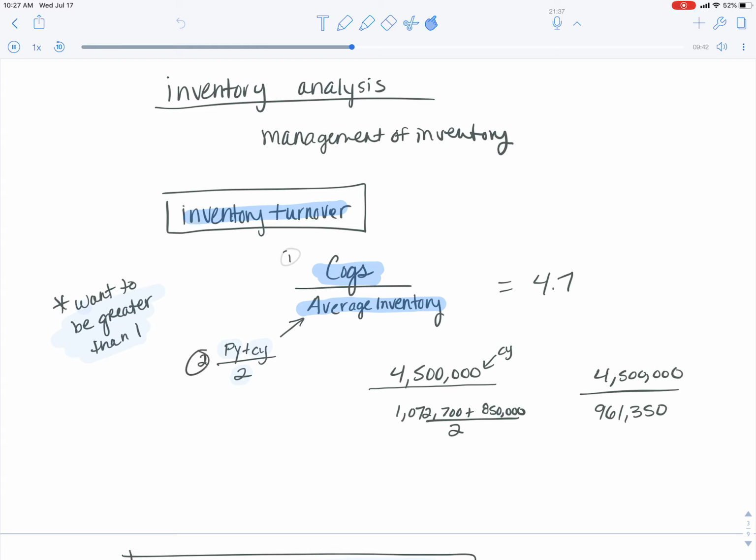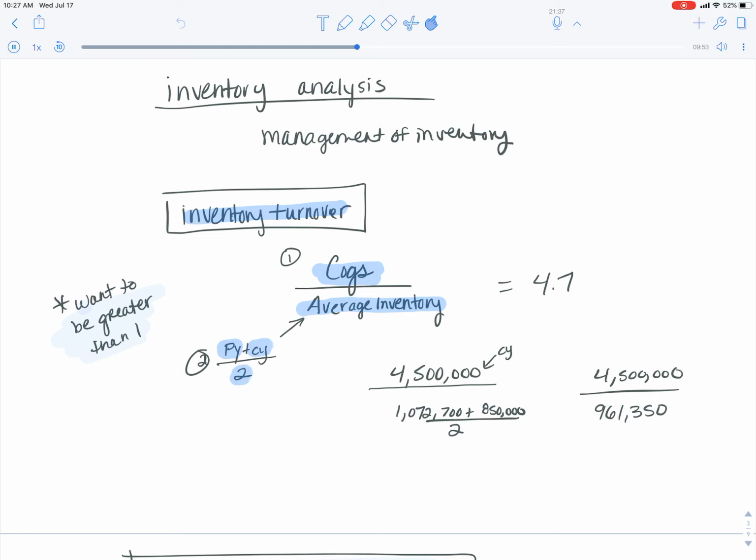The first thing is cost of goods sold. The second thing you'll do is take the prior year inventory plus the current year inventory and divide it by 2 to get your denominator. You want this answer to be greater than 1, and I've done an example here from the financial statements in Canvas. Here's another liquidity measure for inventory, which is number of days sales in inventory.